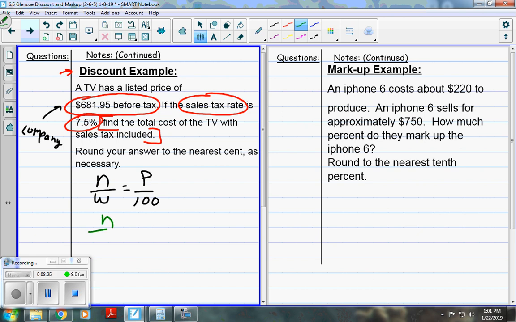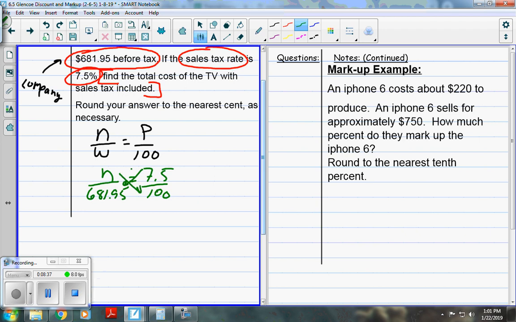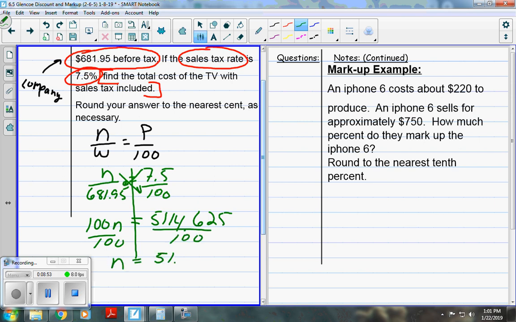So that's the whole amount because it's the money for our tax. So we write N over 681.95 equals 7.5 over 100. We start using our cross products like all the other problems. And you should see this repetitive process. Once we do that multiplication, I believe you're going to get the same amount as me. And then we found that the tax amount for this item is going to be equal to $51.15. Remember, that's why we have to round it.